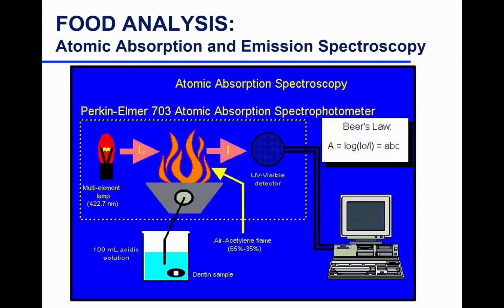That's an animation of it all. So that's your sample, and the aspirator, the flame, and the lamp. There's the incident beam, and there's the transmitted beam, and then there's your detector right there. And this absorption follows Beer's law, where absorbance equals A, the absorptivity, times b, the length of your cell, and in this case the flame is your cell, your sample compartment, and then c is the concentration.